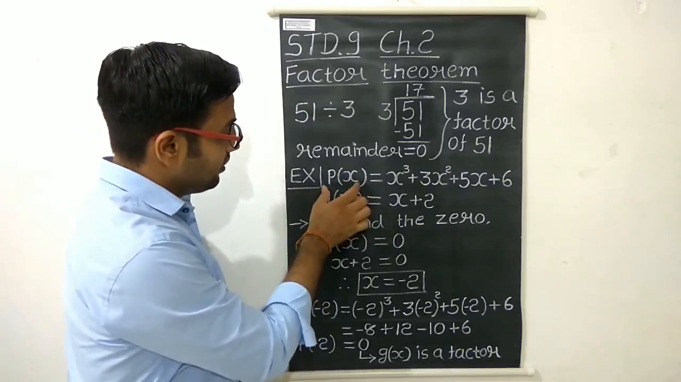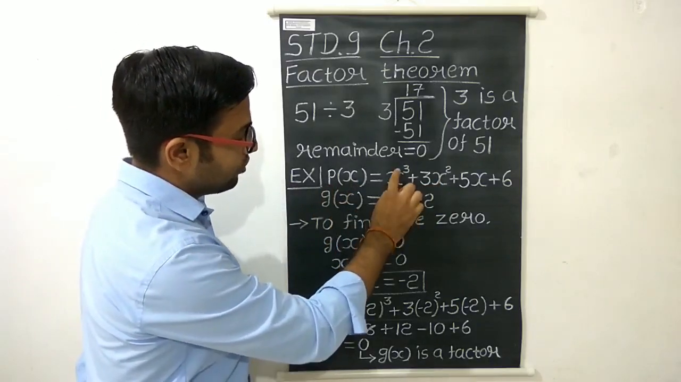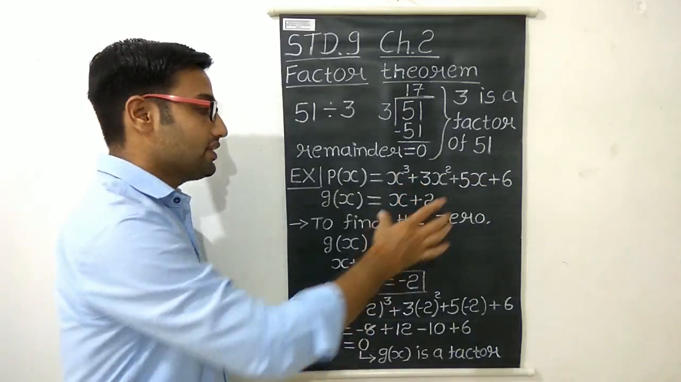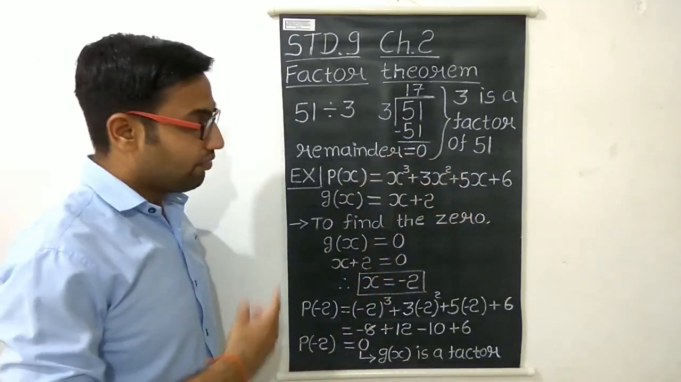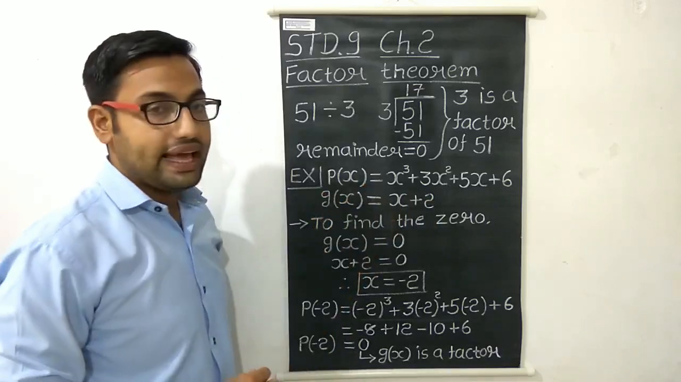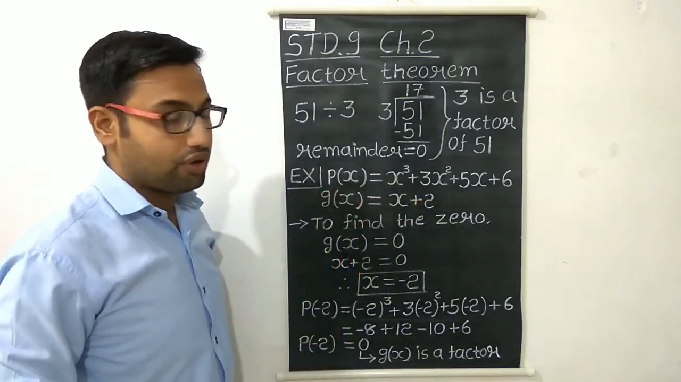Let us take one example. The polynomial p of x is equal to x cube plus 3x square plus 5x plus 6. This is our dividend polynomial. And we want to divide this polynomial with g of x is equal to x plus 2. So this x plus 2 is now our divisor polynomial.